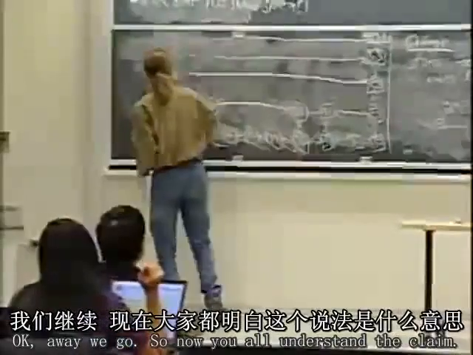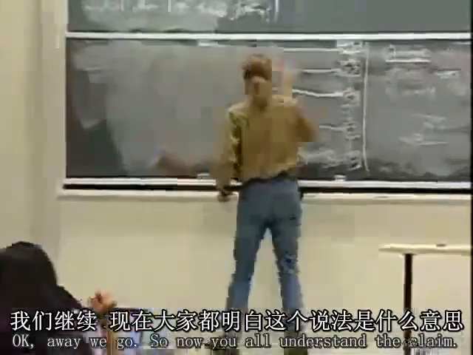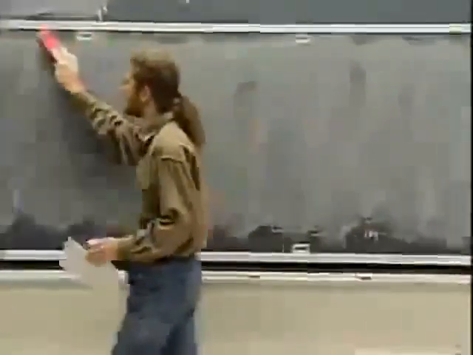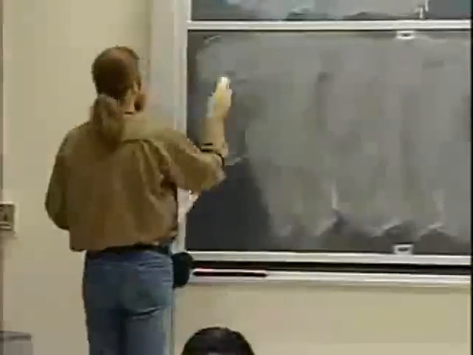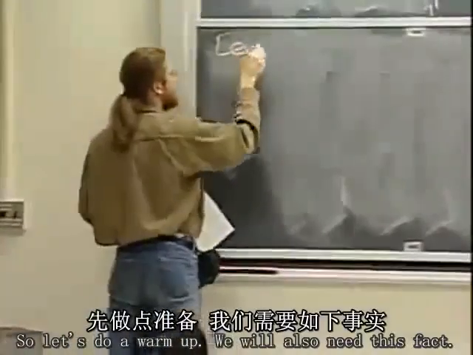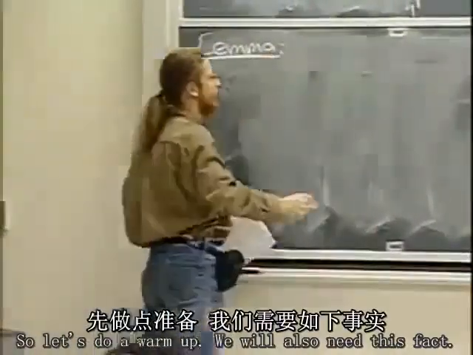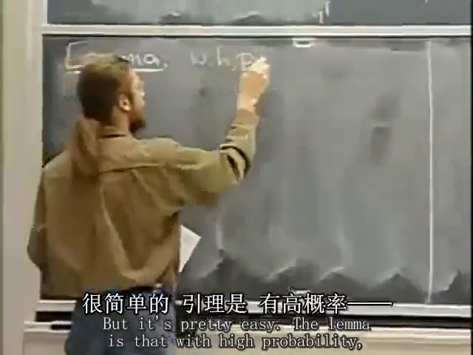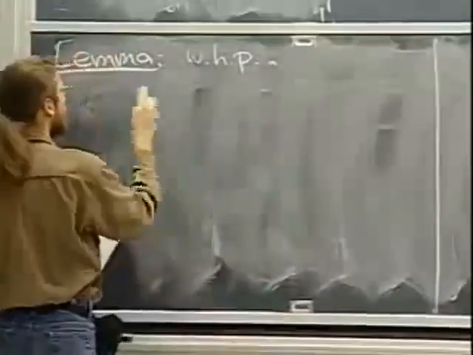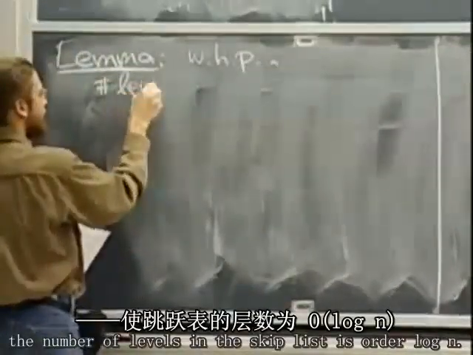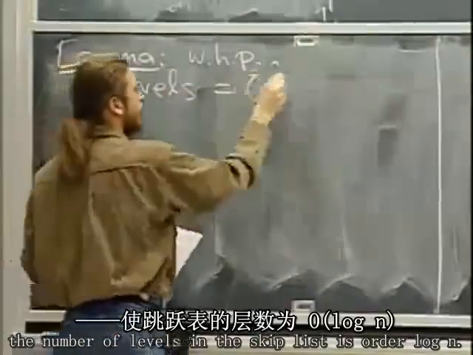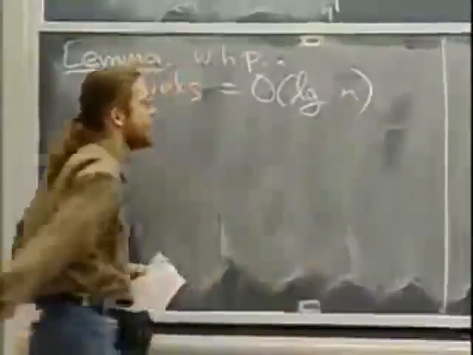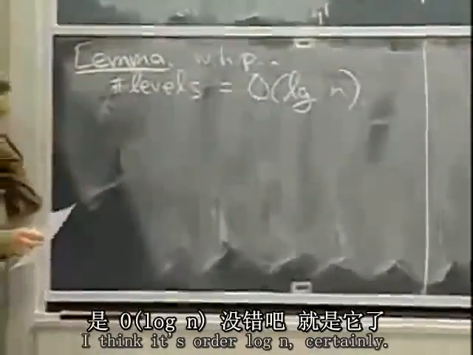Away we go. So now you all understand the claim. So let's do a warm-up. And this will also need this fact, but it's pretty easy. The lemma is that with high probability, the number of levels in a skip list is order log n.